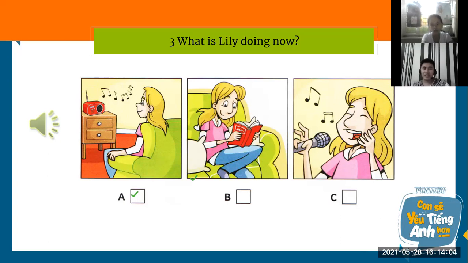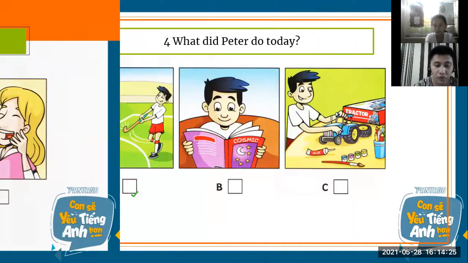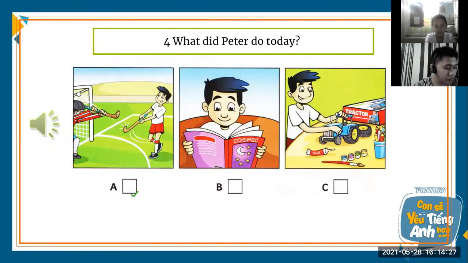So, what is Lily doing now? Your answer is radio. Is it Lily who's listening to the radio? So letter A? Yes. Okay. Let's go for number four.